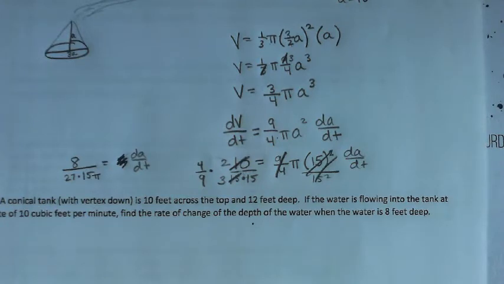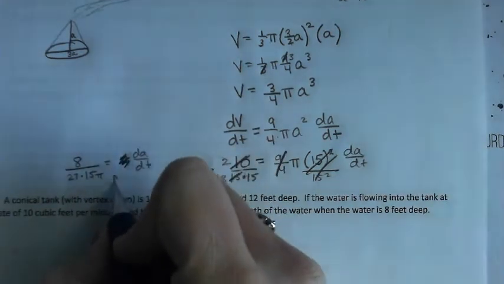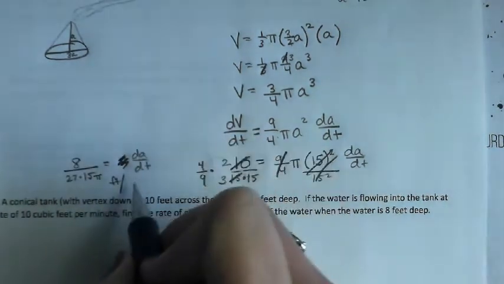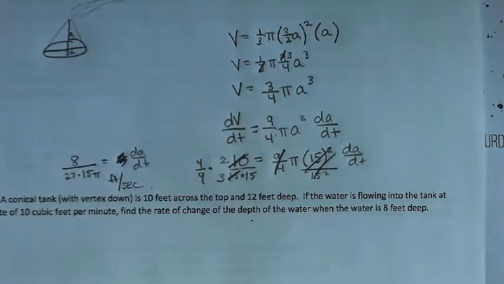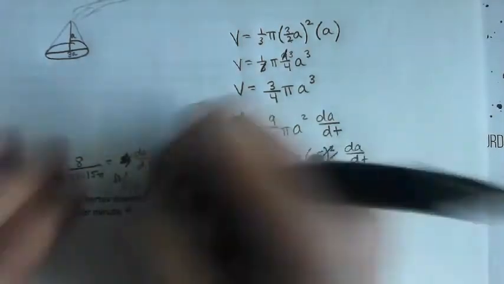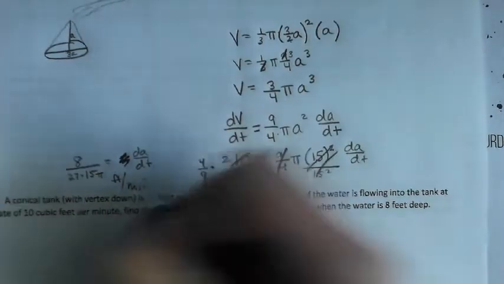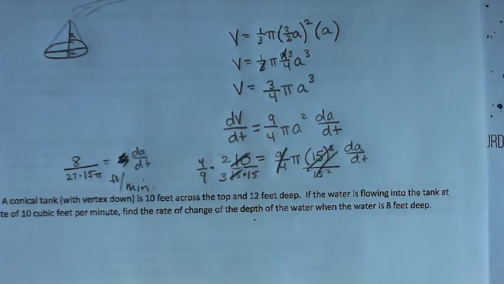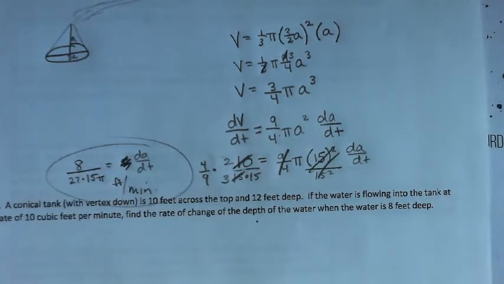But any questions? What are our units? What's our unit on this? Feet per second, right? Minutes, sorry. And A is a one-dimensional thing, so it's not feet squared, it's not feet cubed. Okay?